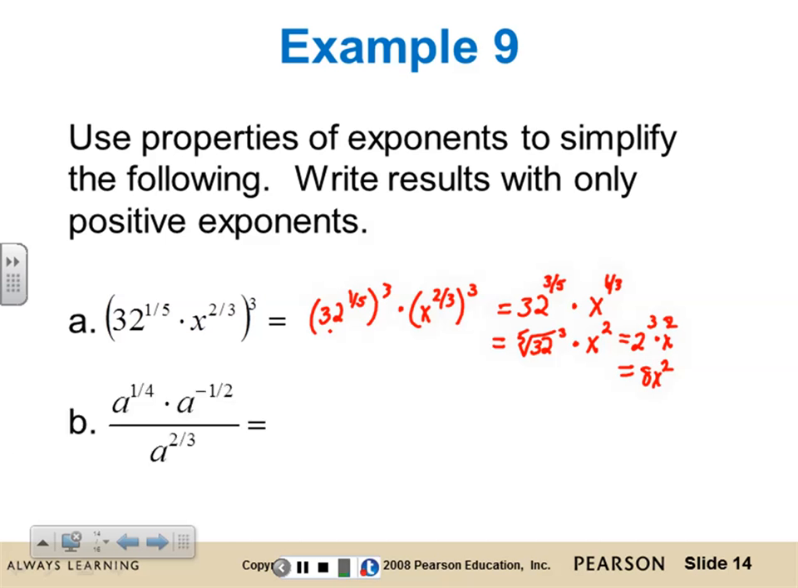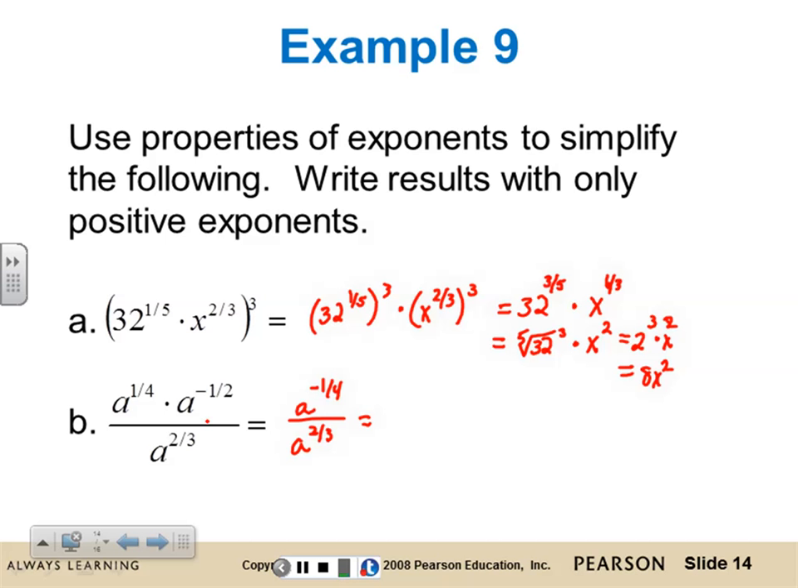Okay, so let's try this one. So this one I have multiplication and division. I'm going to do the top first. I'm going to do the multiplication first. So now we have like bases. And so when we have like bases, we're going to add those exponents. When you multiply powers with like bases, you add those exponents. So we're going to have a to the, and you can put this in your calculator, 1/4 plus -1/2 is going to be -1/4 over a to the 2/3.